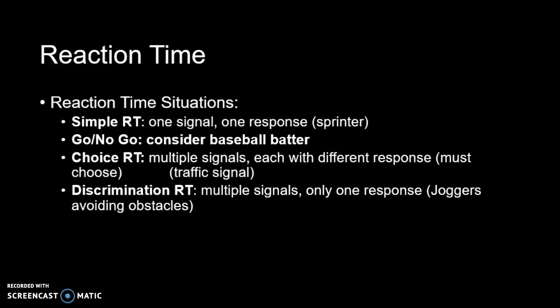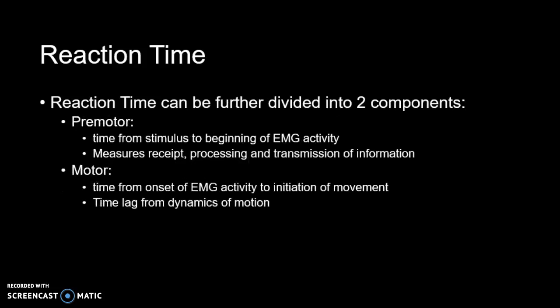Then we have choice reaction time, which would be multiple signals, each with different responses. And we have to choose, like the traffic signal. Are we going to speed up or are we going to slow down? Then discrimination reaction time. You have multiple signals, but you have one response. This would be like a jogger avoiding obstacles. There's a pole in the middle of the sidewalk. The only response is to avoid that obstacle.